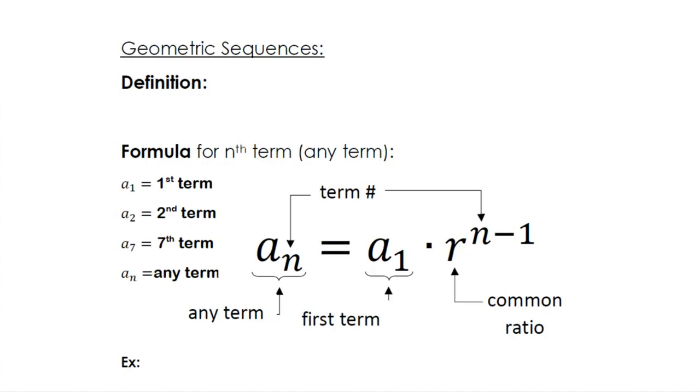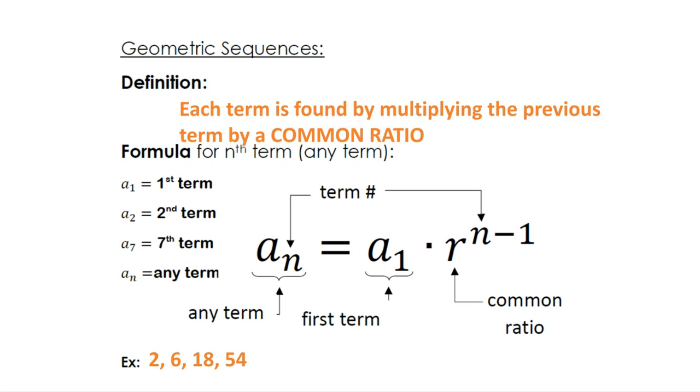Now, this looks like a lot because you're seeing it all at once, but just hold on. Now, geometric sequences right here. An example of that is 2, 6, 18, 54. What's happening each time is that you're multiplying. Instead of adding or subtracting like we were doing, we're going to be multiplying the previous term by a common ratio. Last time it was common difference.